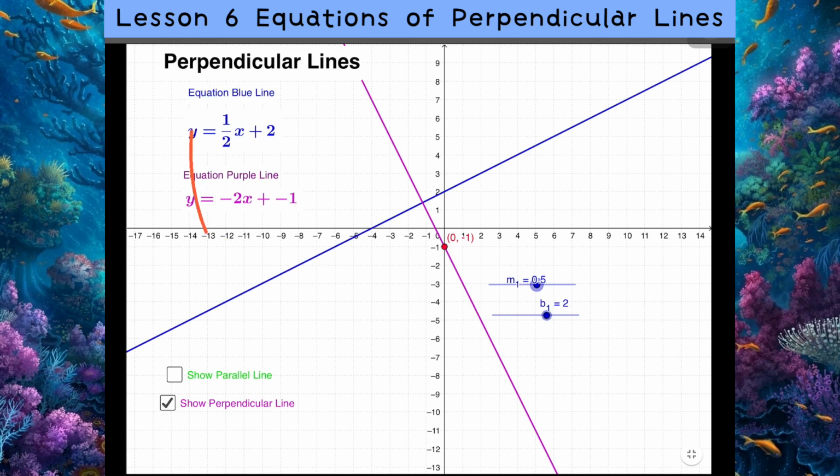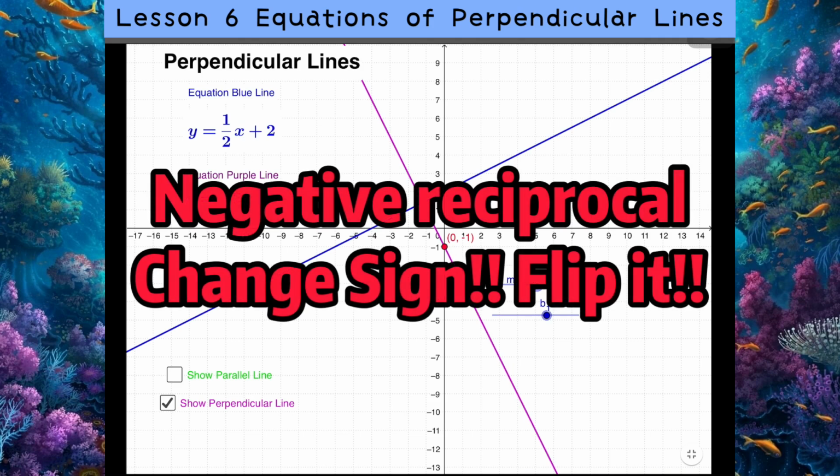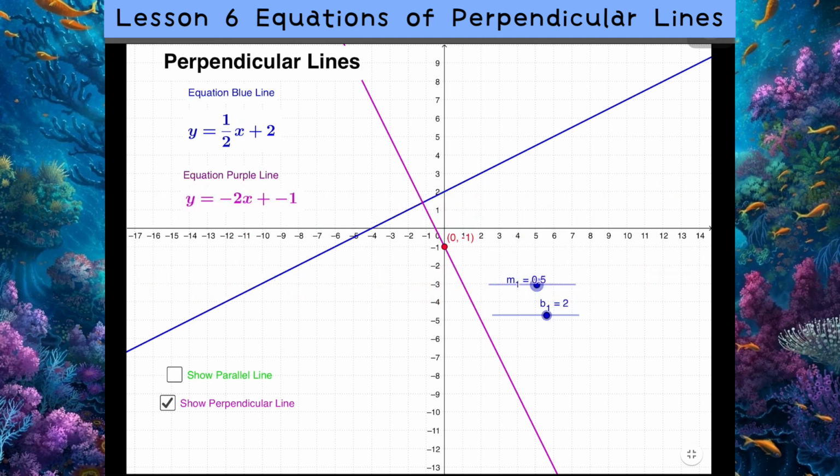Before I make any changes, you look at the m: the blue one is half, right? And the purple line, the m2, is negative 2. So they are negative reciprocals. Remember negative reciprocal? Repeat after me, please: negative reciprocal. You change the sign and flip it. This only occurs when these two lines are perpendicular. So the gradient is important for perpendicular lines. They are negative reciprocals of each other.